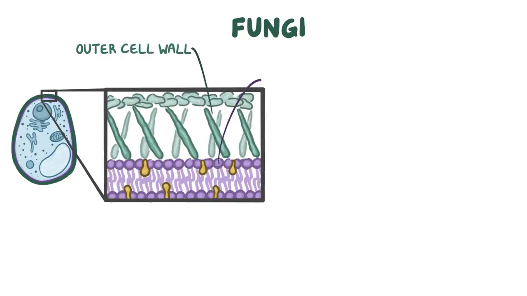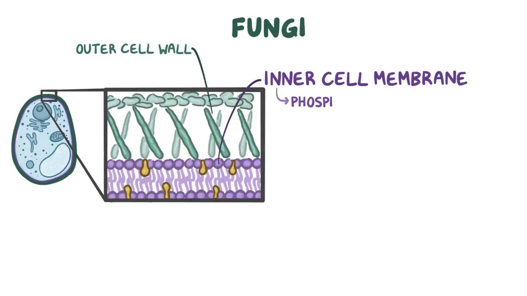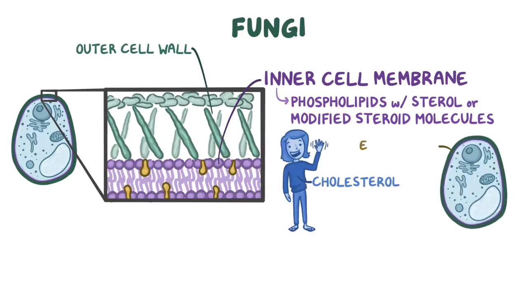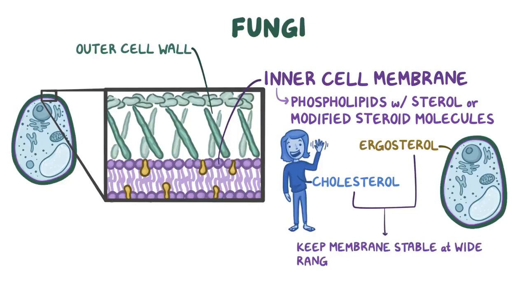Most fungal cells have a tough outer cell wall and an inner cell membrane. The cell membrane is mostly made of phospholipids, with some sterol or modified steroid molecules mixed in. Humans have cholesterol, while fungi have ergosterol. But both sterol molecules help keep the cell membrane stable at a wide range of temperatures.